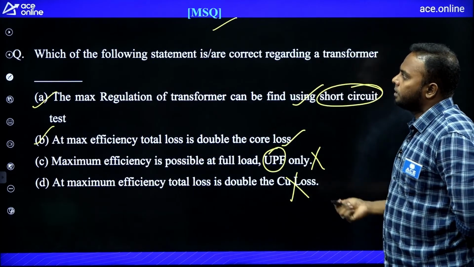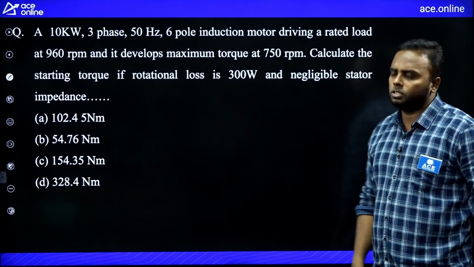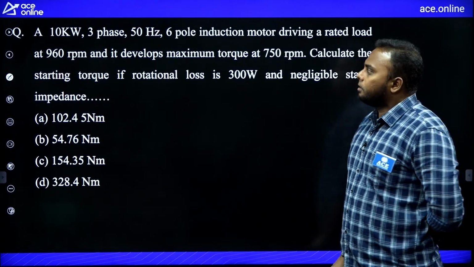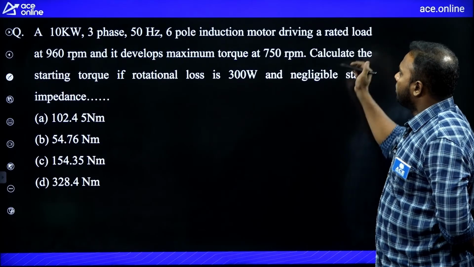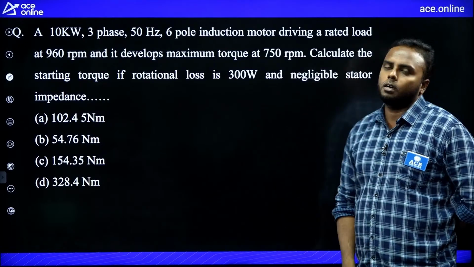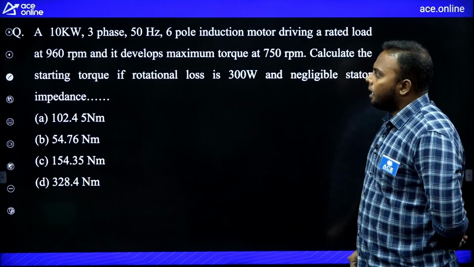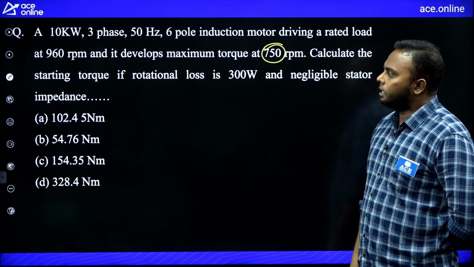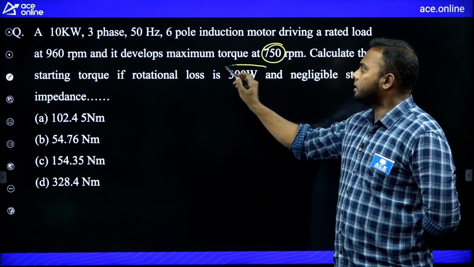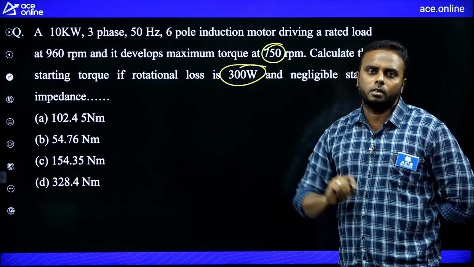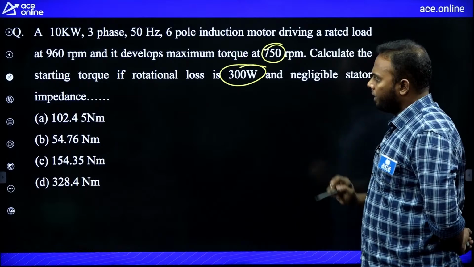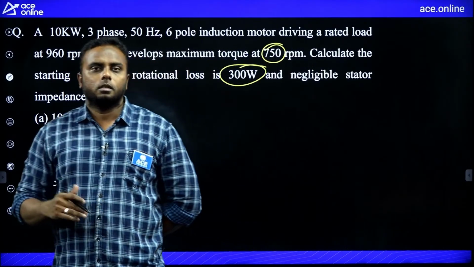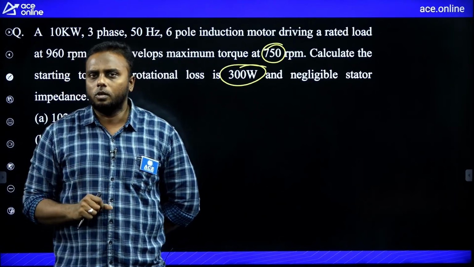Okay. Next, see the question on induction motor. A 10 kilowatt, 3-phase, 50 Hz, 6-pole induction motor is driving a rated load at 960 RPM, and it develops maximum torque at 750 RPM. Calculate the starting torque if the rotational loss is 300 watts, meaning the mechanical loss is given as 300. We need to find the starting torque, with negligible stator impedance.